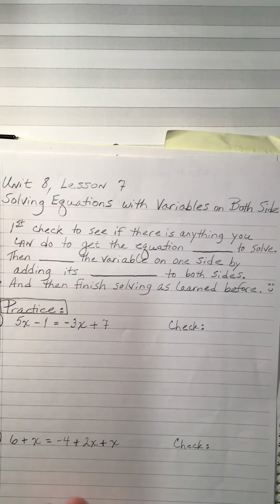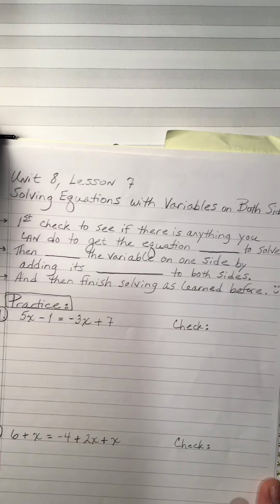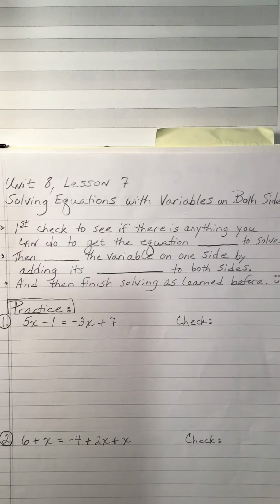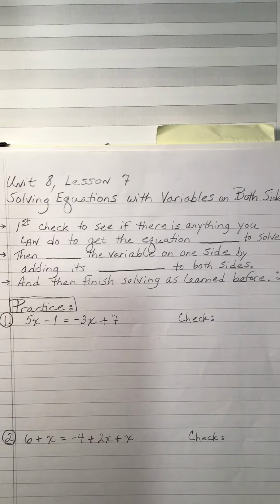We are on 8.7, solving equations with variables on both sides. These notes are on your Canvas in a PDF form. You can either print them off and fill them out so you have them for your notes, or you can do them electronically right on your iPad. If you do that, I would split screen it so you can see this video and your worksheet at the same time. Fill in the blank here to start.